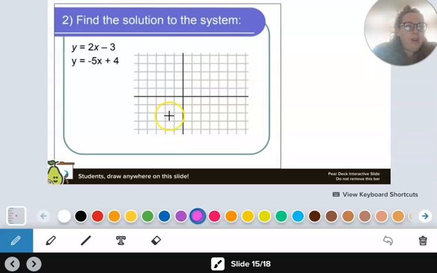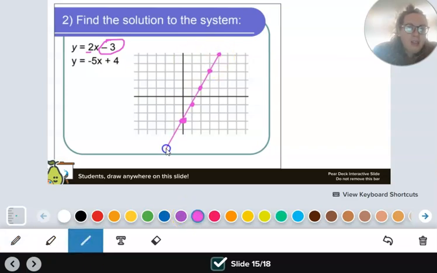Okay, so for this one, our first equation has a y-intercept of -3 and a slope of 2, or 2/1. So up 2/1, up 2/1, up 2/1. Make all your points so you can draw a line. Beautiful.